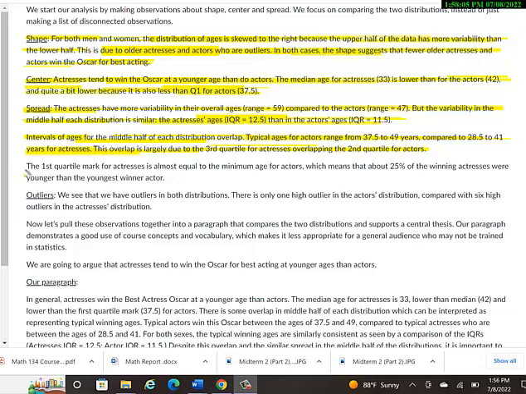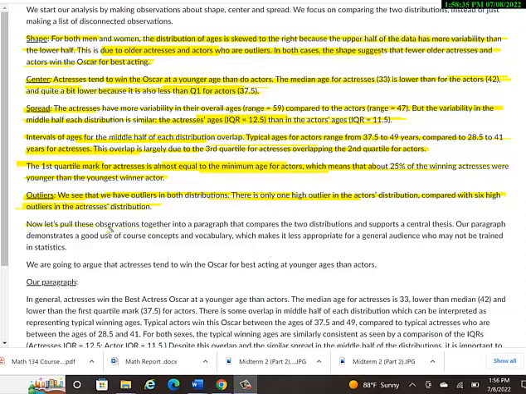These are good descriptions, even if you couldn't see the box plot above. You can imagine it if you knew a lot about statistics. The 1st quartile mark for actresses is almost equal to the minimum age for actors, which means that about 25% of the winning actresses were younger than the youngest winning actor. Outliers: we have outliers in both distributions. There's only one high outlier in the actors distribution compared with 6 high outliers in the actresses distribution.